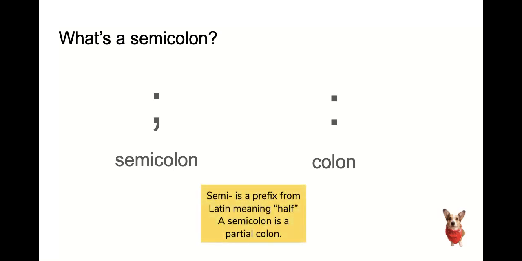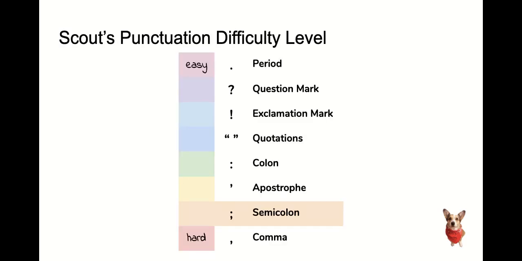So semi in Latin means half. It's a root, and we use it as a prefix in English to mean something that is partial. So a semicolon is a partial colon. So on Scout's punctuation difficulty scale, the semicolon is one of the hardest. It comes right above the comma and right after the apostrophe.